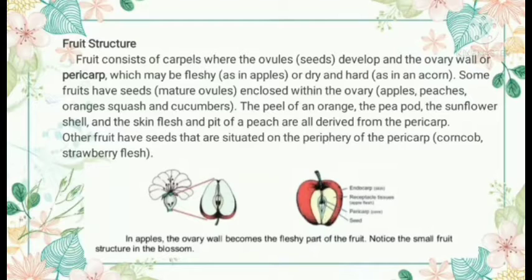Other fruits have seeds situated on the periphery of the pericarp, like a corn cob or a strawberry's flesh. In apples, the ovary becomes the fleshy part of the fruit. Notice the small fruit structure in the blossom.